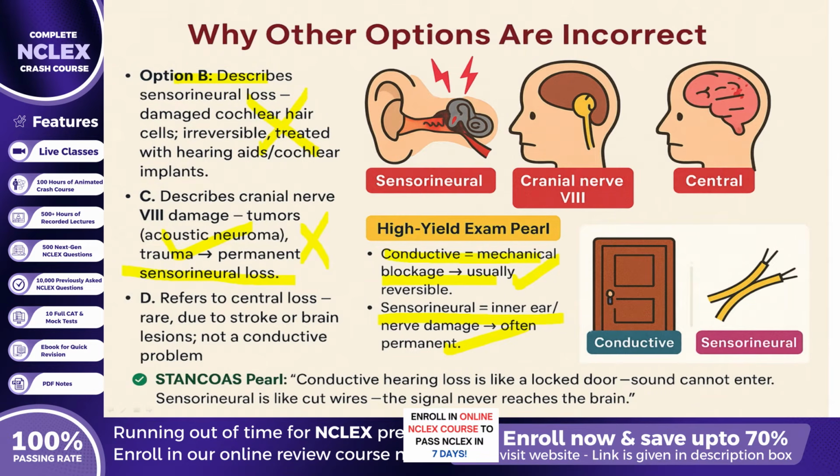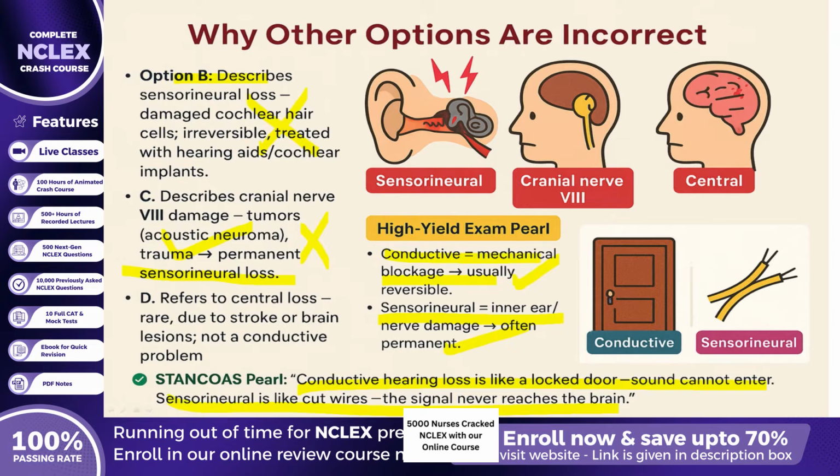Another pearl. Think of conductive hearing loss as a locked door before the party. Sound waves cannot even enter the house. Sensorineural hearing loss, in contrast, is when the music is playing inside but the wires are cut, so the brain never gets the sound. Now moving forward, here is another thought-provoking scenario for your NCLEX practice.